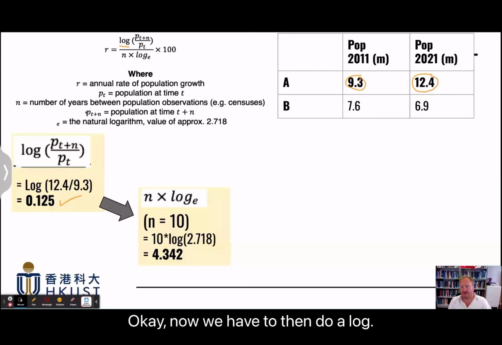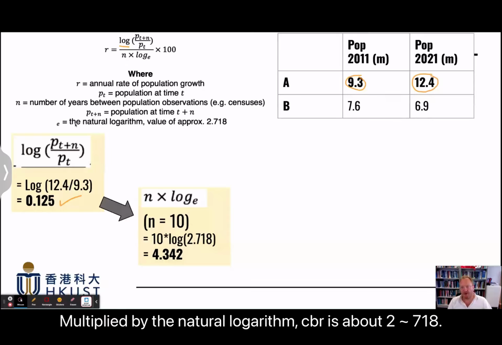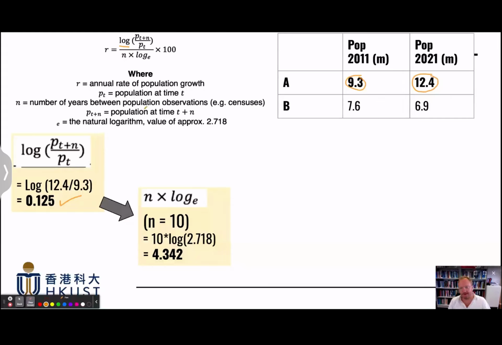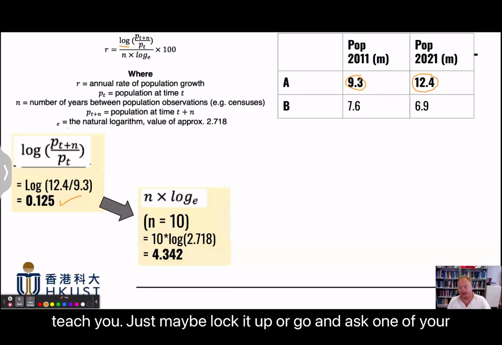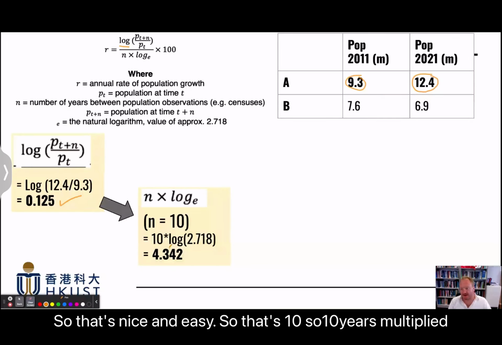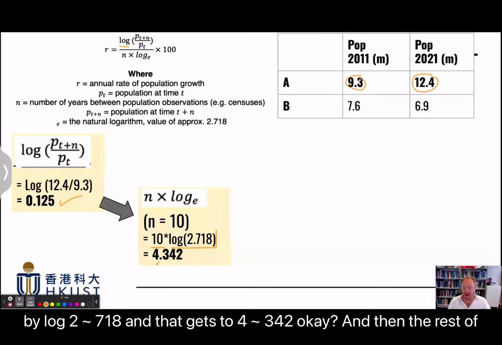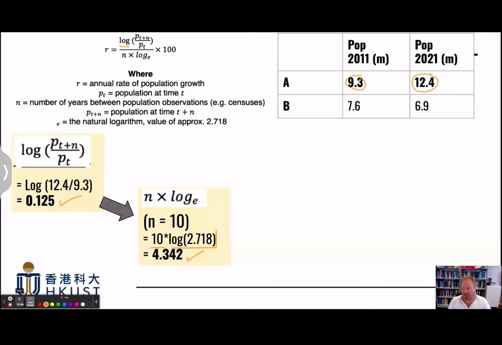Okay, now we have to then do a log multiplied by the natural logarithm, which is about 2.718. If you don't know what that means, I'm not going to teach log. You could maybe look it up or go and ask one of your friends. So that's nice and easy. So 10 years multiplied by log 2.718, and that gets us 4.342. And then the rest of it is easy.